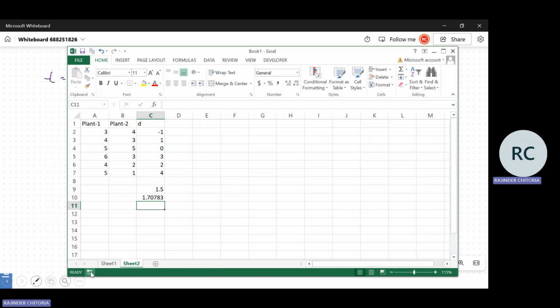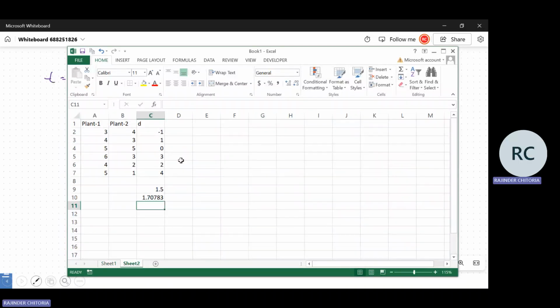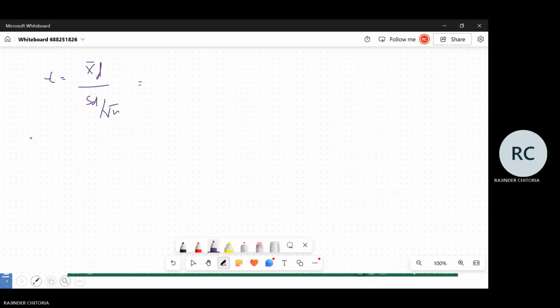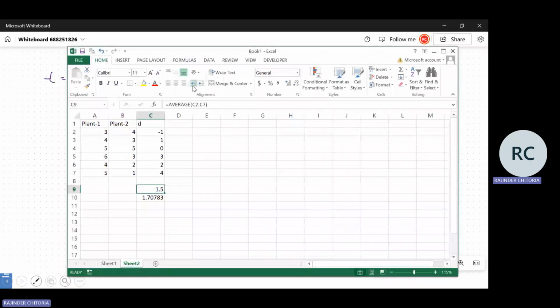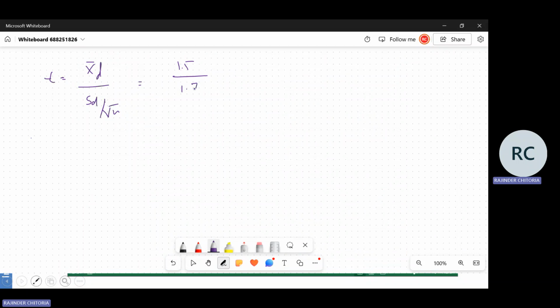Rather than taking this as earlier, where we don't have the data points, that's why I've taken the variation. But ideally, we should take the difference of observations. So this is my mean, and this is my standard deviation. Let's put the values here. The mean difference is 1.5. The standard deviation I have with me is 1.7.